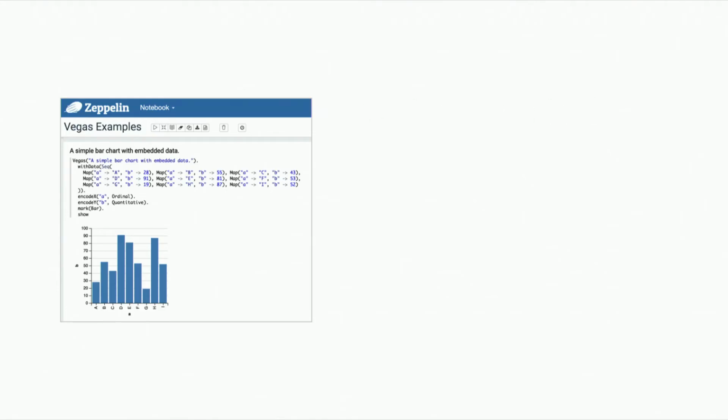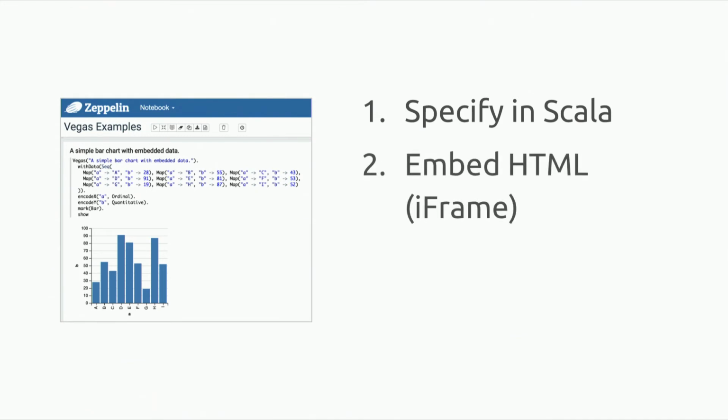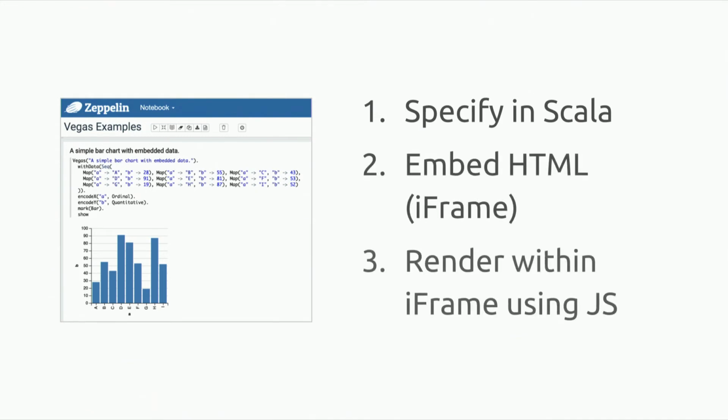The way it works is you specify your code in Scala. Vegas then generates an HTML out of it, and then it renders it inline in the notebook using an iframe.